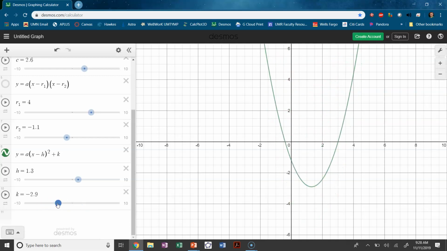All right, so that's a little bit of exploration related to quadratic functions and their graphs. In the next video, we're actually going to produce the graph.